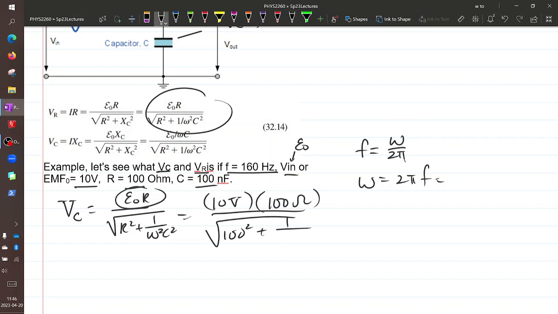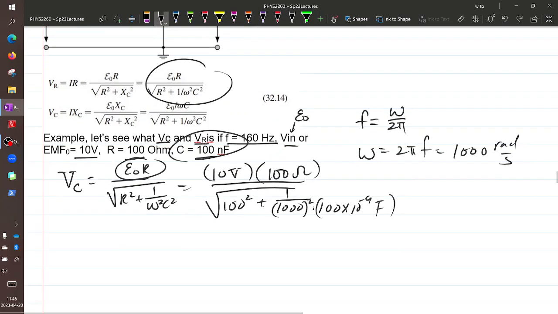Okay, that should be about 1,000, right? 160 times 6.28 is about 1,000. This will be in radians per second. This is 1,000, and there's a square there. And then the capacitor is 100 nanofarad, meaning 100 times 10 to the negative 9 farad.